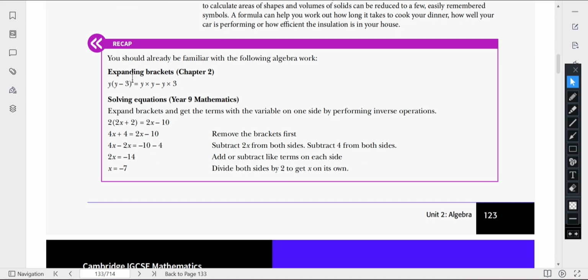So you should be familiar with this algebra work. This is basic algebra: if you have to multiply y with y minus 3, what you do is you firstly multiply y with y and then you multiply y with minus 3, and that's how you will get the answer. You should know how to solve these basic equations. Similarly, 2 will be multiplied with 2x and it will also be multiplied with 4, and 4x plus 4, 2x minus 10, and you just have to shift them from one place to another to get the final output. That's the basic understanding of the previous equations, linear equations.